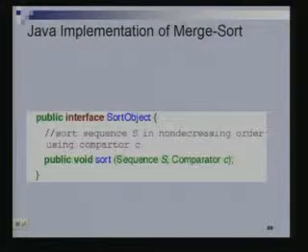The sort object would require, so you define an interface called sort object, which is implementing a method called sort, and this method requires a sequence and a comparator. Why a comparator? Because we said that we are not just interested in sorting integers, we could be sorting anything. If I give you two objects, this comparator is going to tell me whether one is less than the other, greater than the other, and so on. So, depending upon what you want to do the sorting on, you will design a suitable comparator.